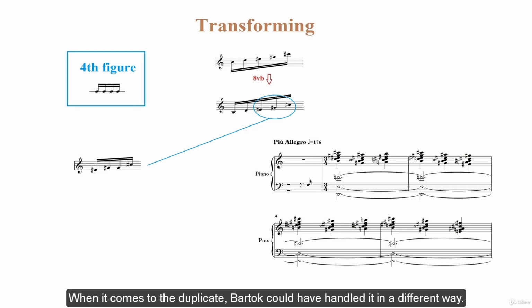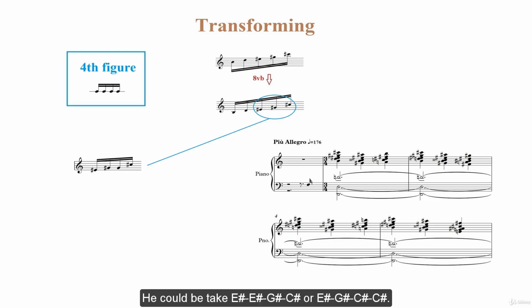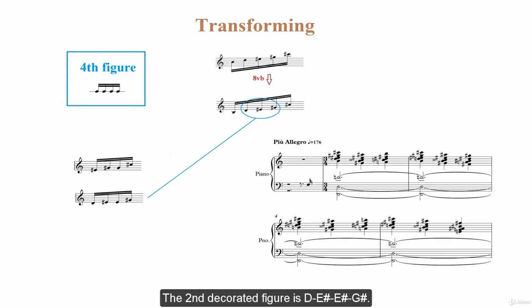When it comes to the duplicate, Bartók could have handled it in a different way. He could take E sharp, G sharp, C sharp, or E sharp, G sharp, C sharp, C sharp. All 3 options sound very good, but Bartók preferred to duplicate the middle note. The second decorated figure is D, E sharp, G sharp.